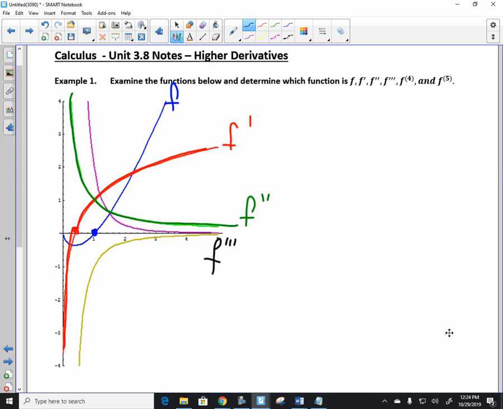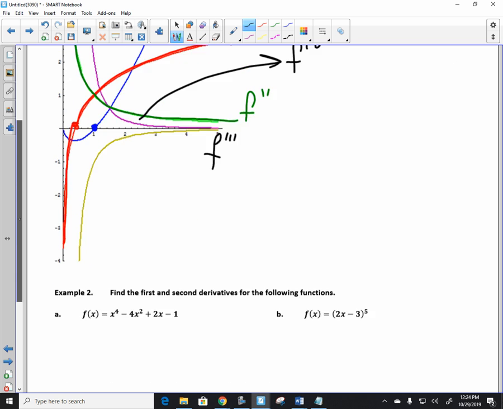Good job. And so we do write F triple prime, but after that, we do not write F triple prime or F quadruple prime. What we write is, the purple one here is going to be F, and then you just put parentheses with a 4. That means the fourth derivative. The fourth derivative. Okay.